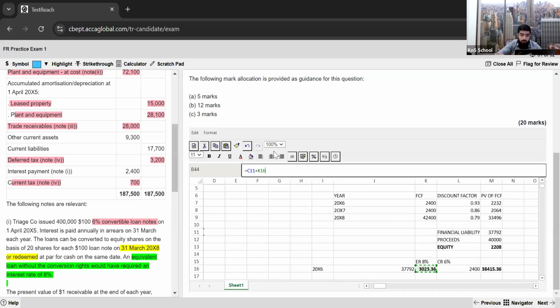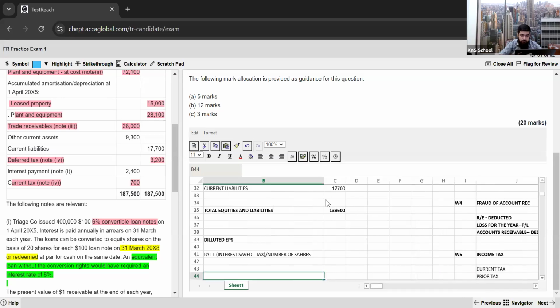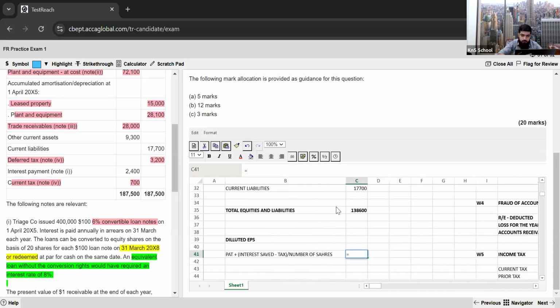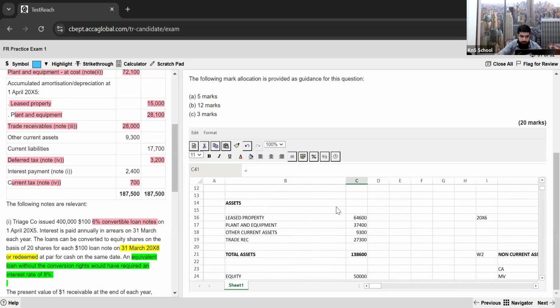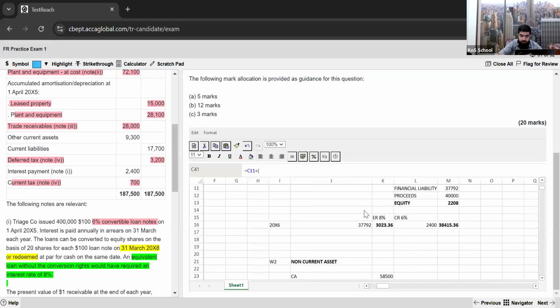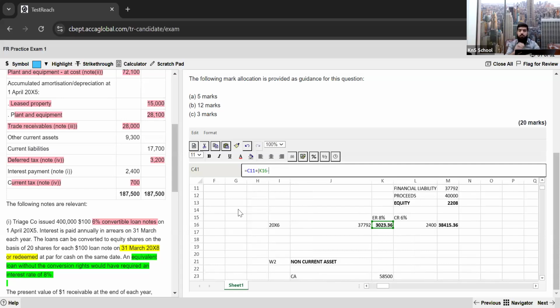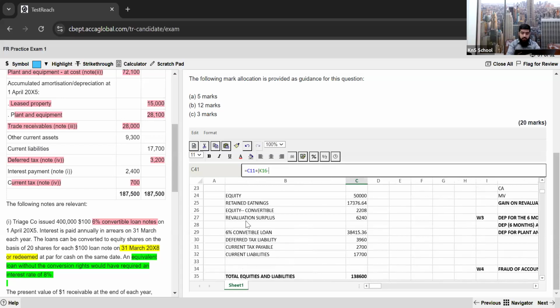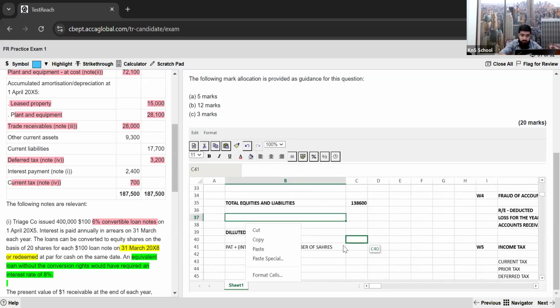But now, one more thing. That is the profit after tax. Yes, here we go. And then we are going to add the interest saved, which is 3023.6, and then we are going to deduct tax on this interest. Then how will it be done?